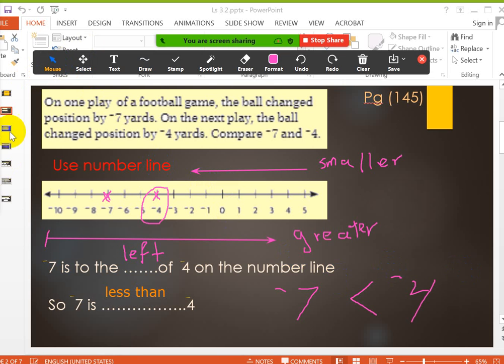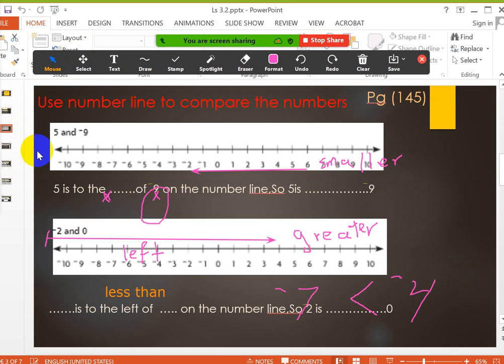Now, let's move to the next exercise. Look at this exercise. Here I want to compare between 5 and -9, I think. 5 and -9.